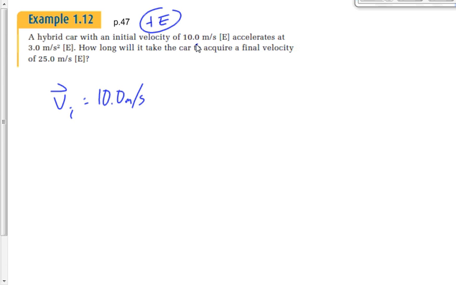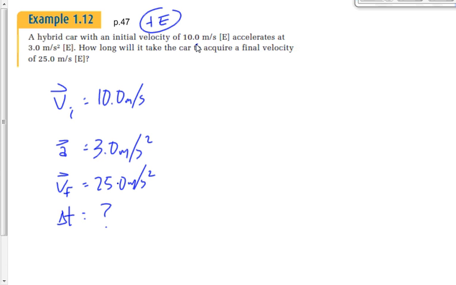It accelerates at 3 meters per second squared. What's that? Good. Acceleration. Positive because it's to the east. Something's 25 meters per second. What's that? Good. Final velocity. What are we looking for here? What's the unknown? Good. Time.